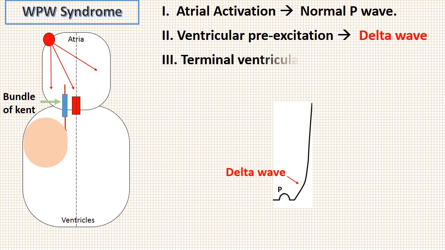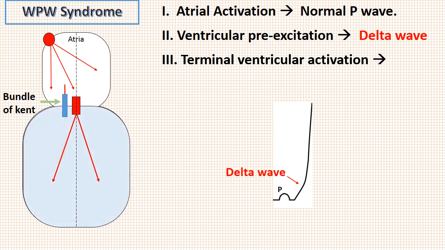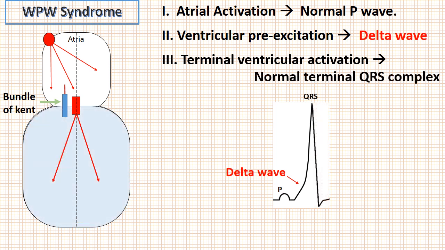And the third phase is terminal ventricular activation. After normal AV nodal delay, impulses from AV node are conducted to ventricles through bundle of His and bundle branches, which is very rapid and efficient. These impulses catch up with pre-excitation impulses and complete ventricular activation in a near normal manner. Hence, there is relatively normal terminal QRS complex. Then it is followed by a T wave, which is due to normal ventricular repolarization.